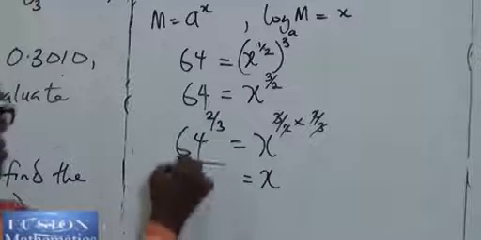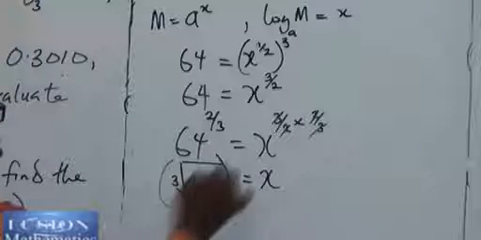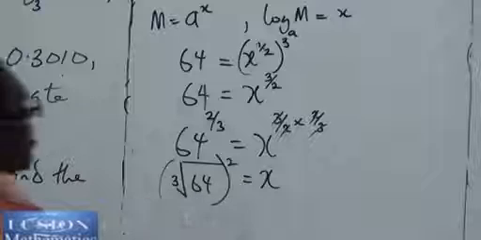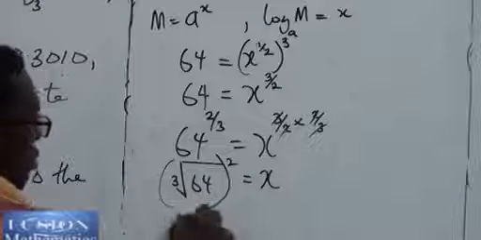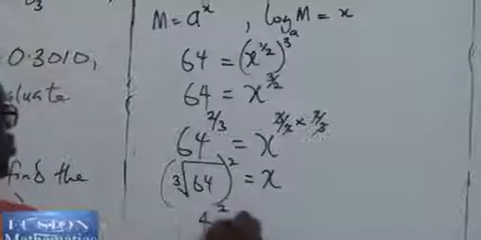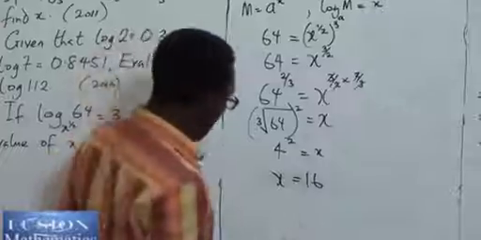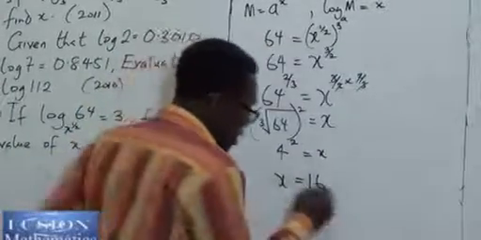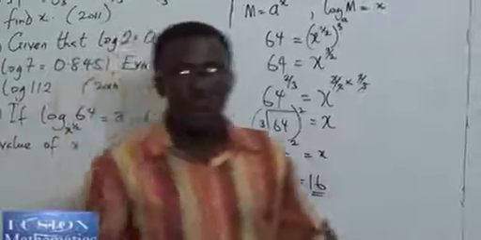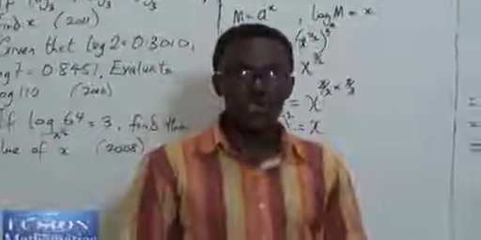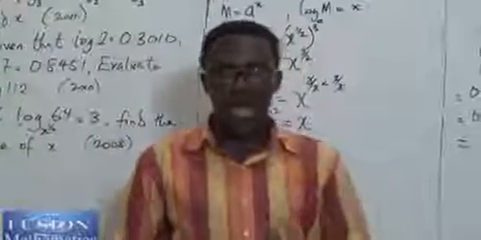So we have the cube root of 64 all raised to power 2. What will multiply 3 times to have 64? We know it is 4. Then raised to power 2. So x will now be equal to 16. That is 4 times 4. So that's how we solve question number 3. I believe with the explanations and the questions we've solved, you'll be able to answer questions on indices and logarithm.